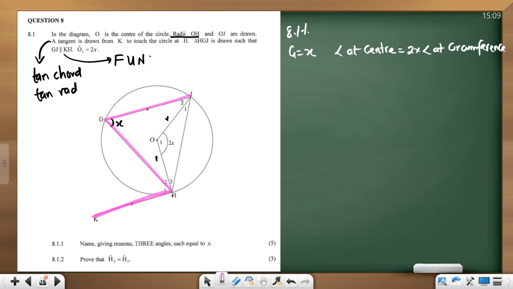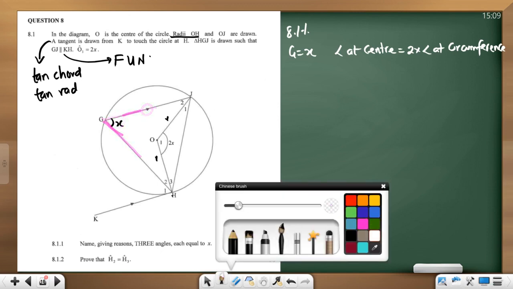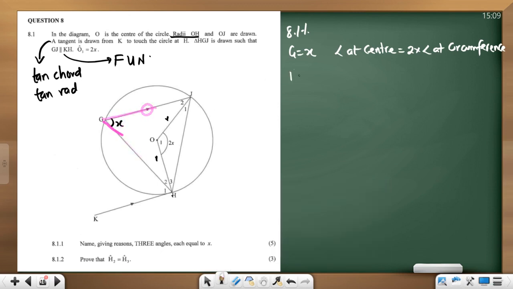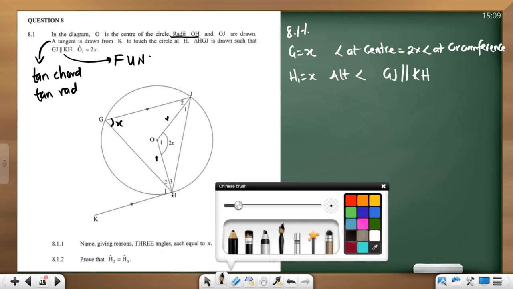This angle is equal to that angle, alternate angles. The idea is to look at your angle. The angle is between 2 particular lines. What is the nature of those lines? There's a parallel line there, so it makes life easy. Angle H1 equals X. What's your reason? Alternate angles, GJ is parallel to KH. So always look at the relationship of the angles.